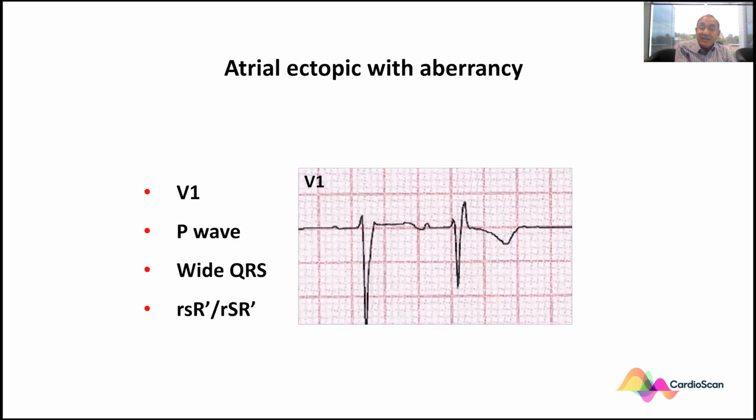Here is a classical atrial ectopic with aberrancy. It is usually in V1 that we see the P wave, the wide QRS, and this is a right bundle branch block. And the features are that of an RSR pattern, which is often called rabbit's ears.